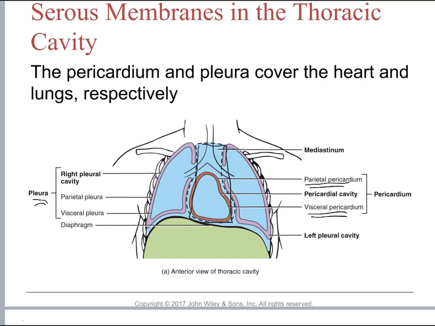That brings us to our pleura, the covering of the lungs. Each lung has its own pleura. The layer that is fused to the actual lung is called, remember, inner visceral, so visceral pleura. On the outside that's stuck to the rib cage is our outer parietal.